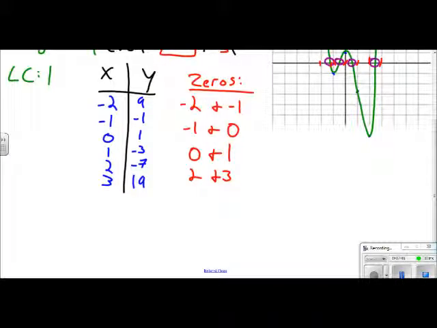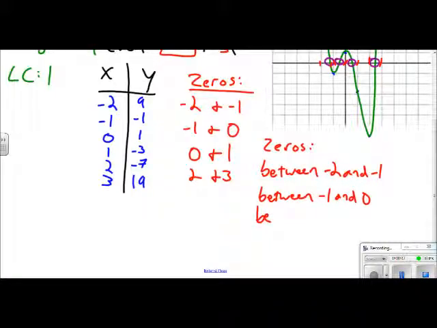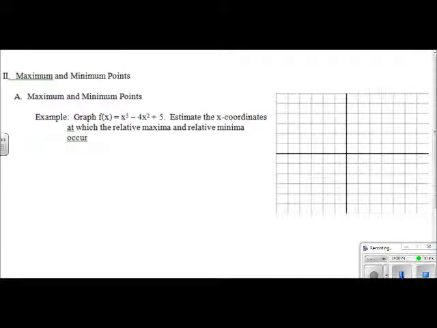So we'd probably have to say for each one, zeros between -2 and -1, between -1 and 0, between 0 and 1, between 2 and 3. So that's where all of our zeros would be. That's how we'd solve that one.